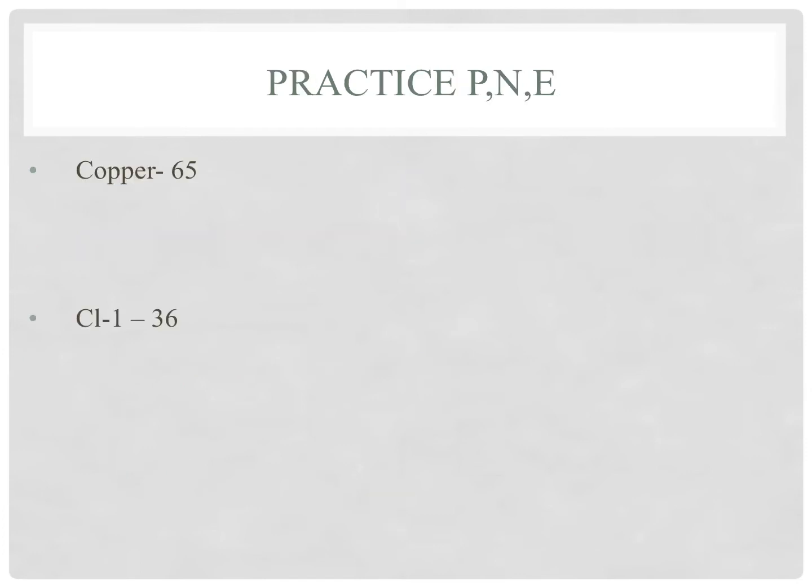All right, so in this slide, we're going to practice. We're going to count protons, neutrons, and electrons. So our first one is copper, 65. What is this 65 telling you? Okay, this is telling you the mass number. All right, so find copper on your periodic table. What's the atomic number for copper? Okay, 29. So how many protons?